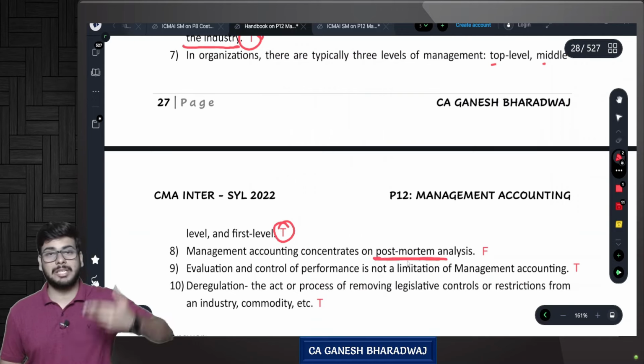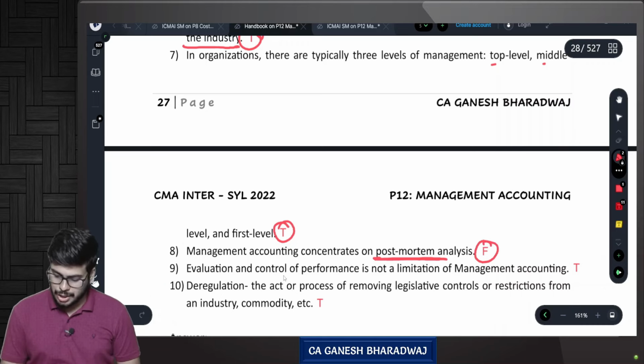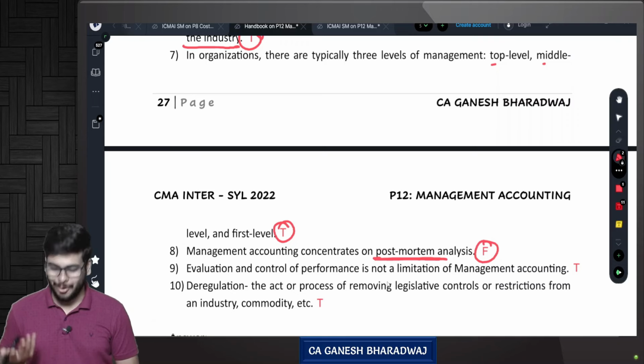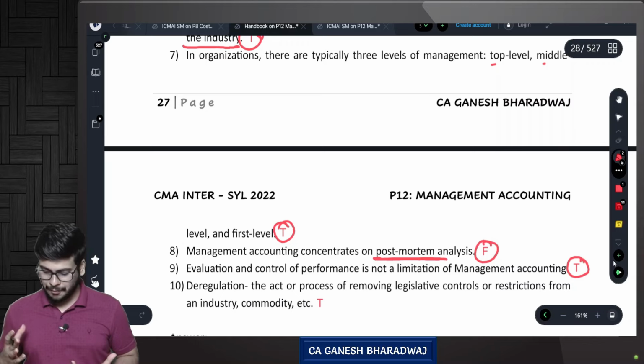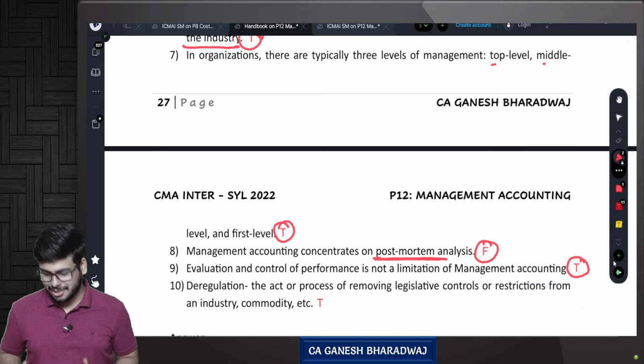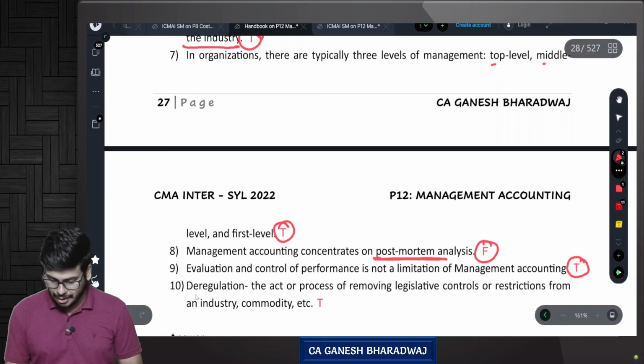Then, management accounting concentrates on post-mortem analysis. Absolutely not. Post-mortem means what? Past. Past analysis, false. It is futuristic driven. Evaluation and control of performance is not a limitation of management. What is this? Obviously, how can that be a limitation? If at all it is mentioned, it should be mentioned as advantages only. Anyways, what kind of a question? I don't know. Evaluation and control of performance is not a limitation. Correct, it is not a limitation. Fine. Look at the question, I mean, that is very lame. Next, deregulation. We know that.